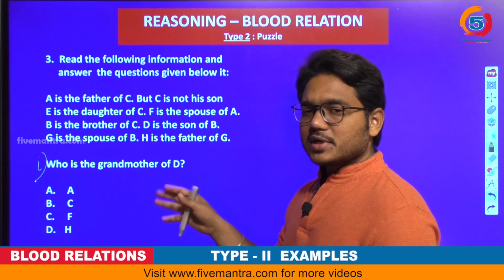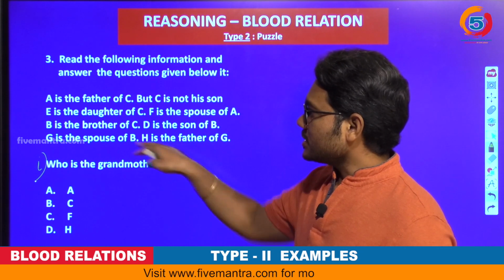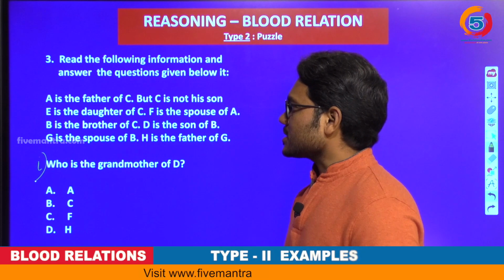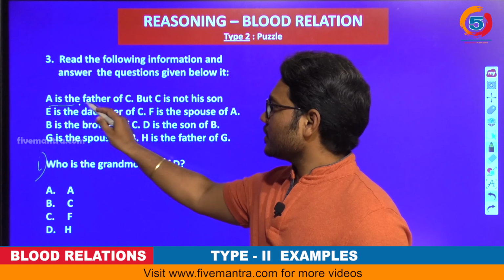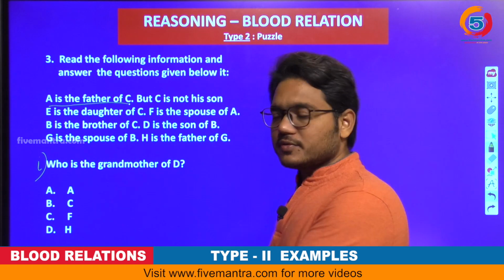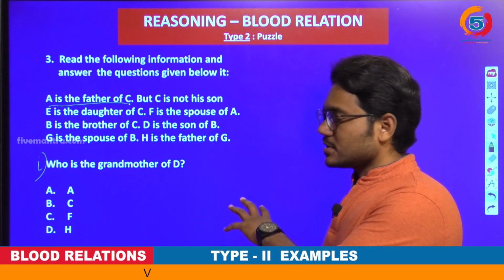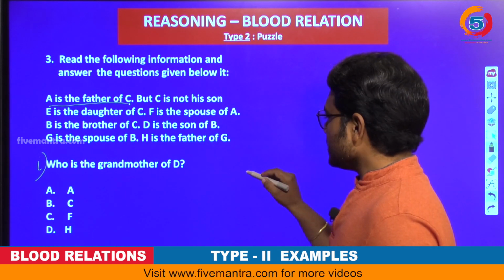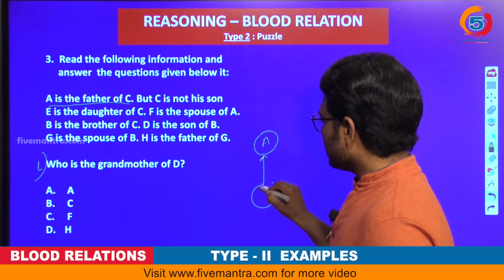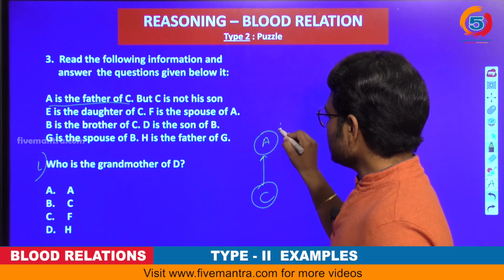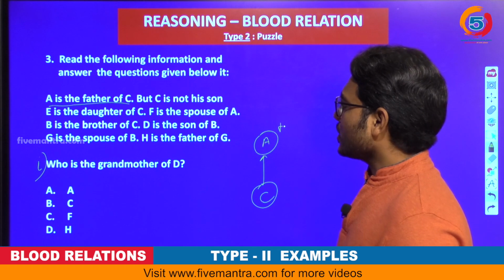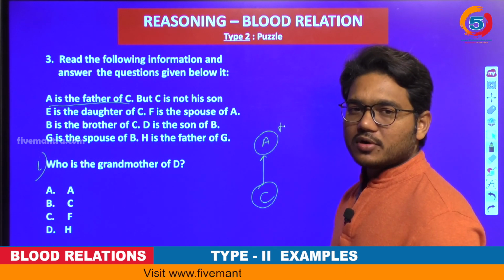The first one: in order to understand it, try to read these instructions. What is given here? A's father is C. So it is obvious that what we are looking for, the parent-child relation, is obvious from the very first statement. So we will straight away start drawing this. A is the father of C. So it is obvious that A is male. But C is not his son.